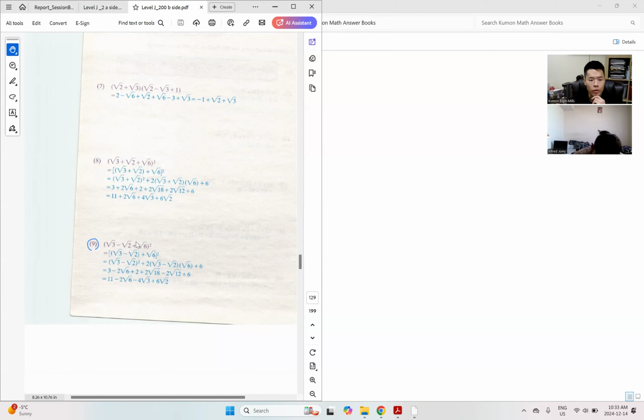There are a couple ways to do question number 9, okay? The first way is that you can group the first two numbers together and then treat the last number as it is. Or you can group the first number and then the second and third number. But just mind you that because this is negative here, you will need to change the sign inside.